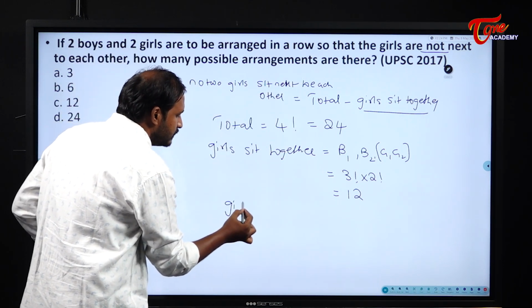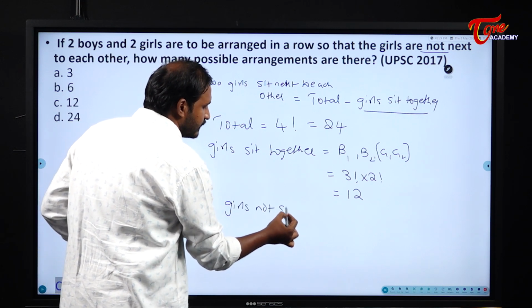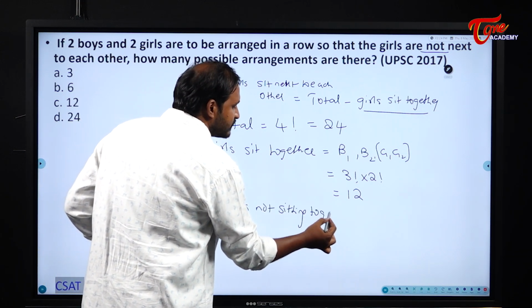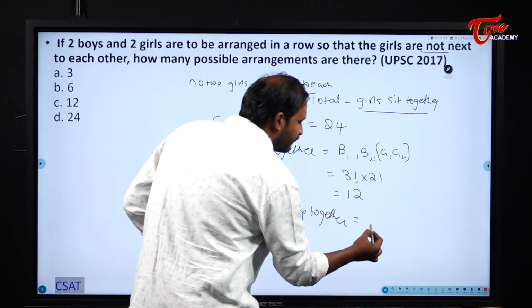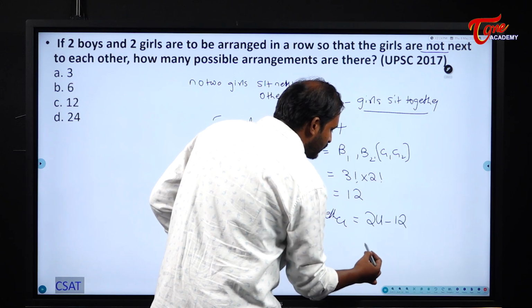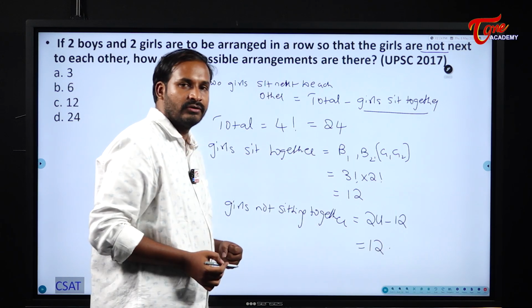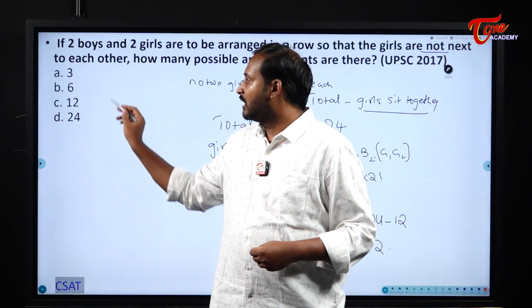Now come to our actual one: girls not sitting together. What we will do is total minus girls sit together. Total is 24 and from this minus 12. So our answer here will become 12. So our answer here becomes 12. Understood, students?